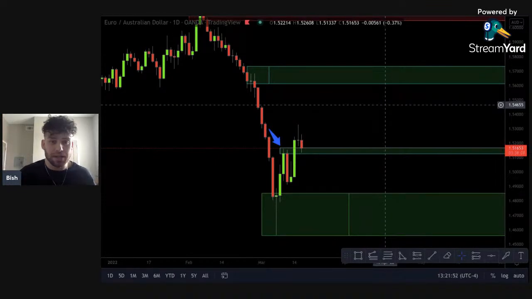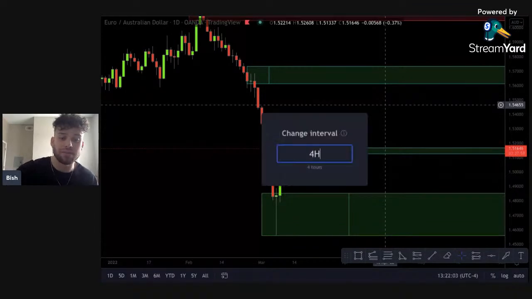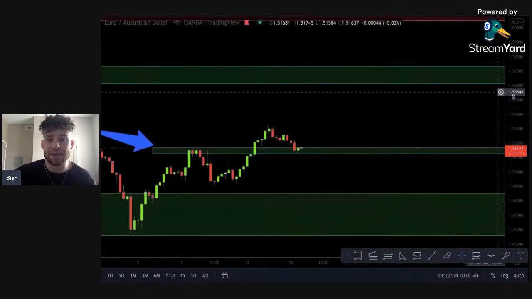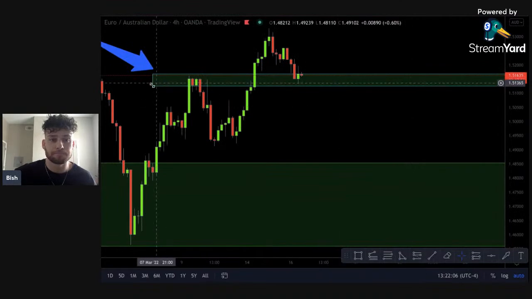Different than the structure-based trading, this is the opposite. We've just broken through structure. So now I want to look for a pullback and a next extension in that direction. So dropping down to the 4-hour time frame, I have a bullish bias. I have a bullish bias, okay?